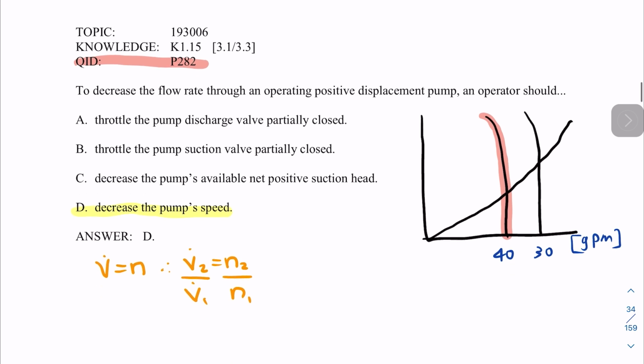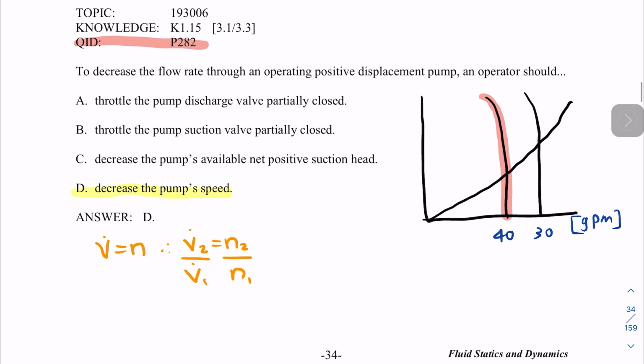Okay, so the next one, P282. Now we're going to take a look at positive displacement pumps. The question is, to decrease the flow rate through an operating positive displacement pump, an operator should. So what are we supposed to do here? If I decrease the flow rate on a PDP, usually this is the graph of the PDP. So I have my head, I have my flow.